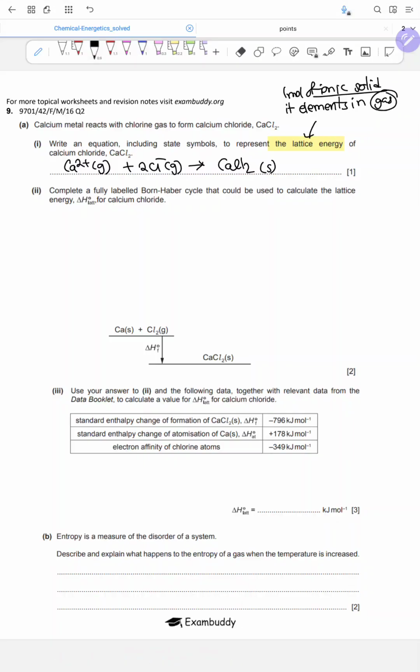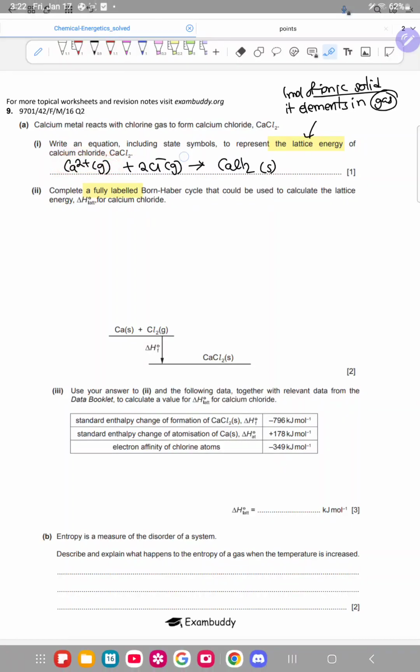Complete a fully labelled Born–Haber cycle that could be used to calculate the lattice energy for calcium chloride. Now, right, let's do it. We'll try to use the fully labelled diagram and write everything that we can. It's 2 marks. Let's give it a shot. We have to understand one thing: ultimately we're coming to an ionic solid, so we need calcium in its gaseous state, and chlorine also in its gaseous state.